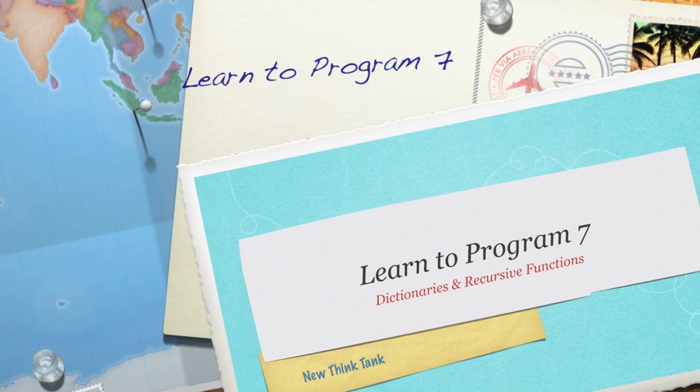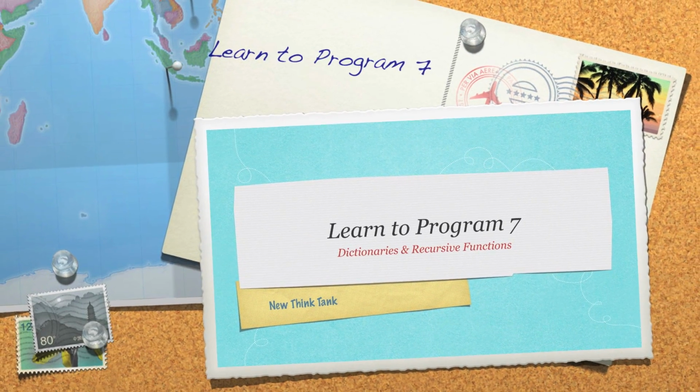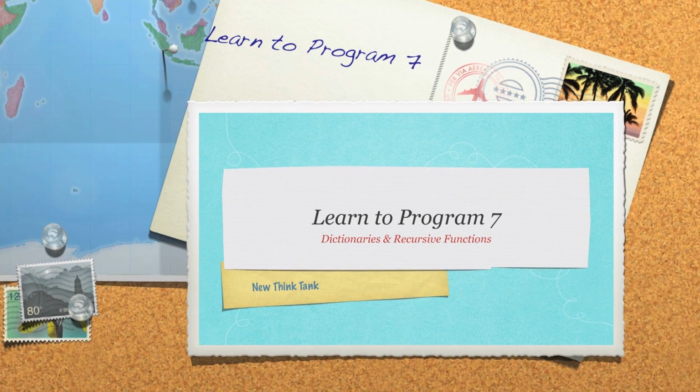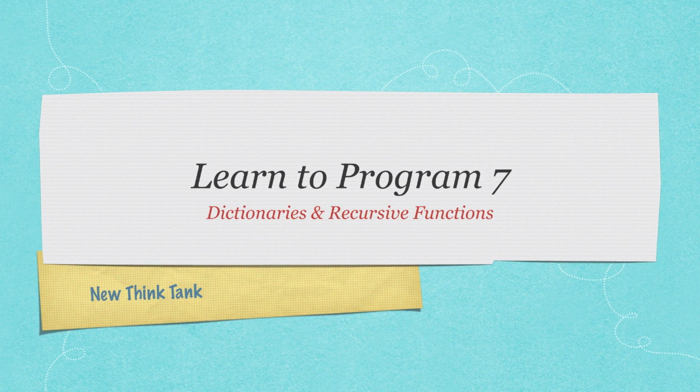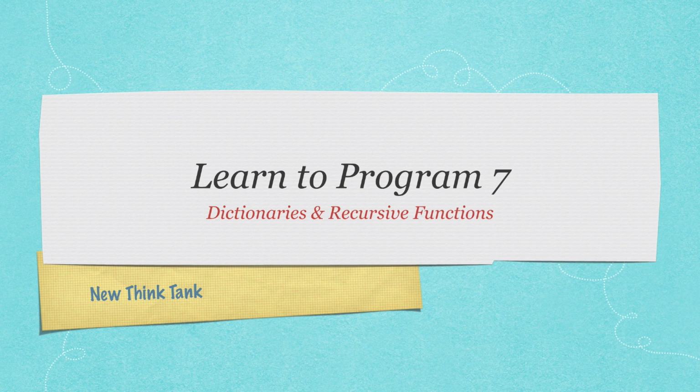Well, hello Internet, and welcome to part 7 of my Learn to Program series, in which we will learn to program by solving ever-increasingly complex problems. And in this part of the tutorial, we're going to cover dictionaries, and as well, I'm going to show you how to use what are called recursive functions to find Fibonacci numbers, as well as to calculate factorials.